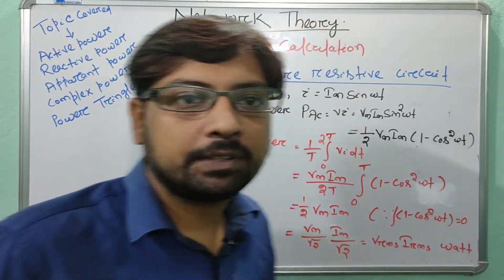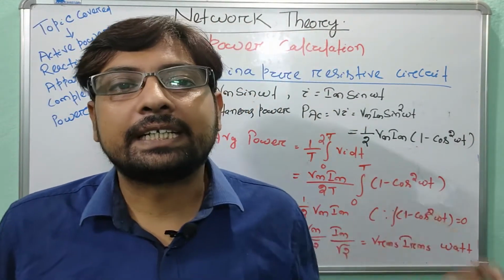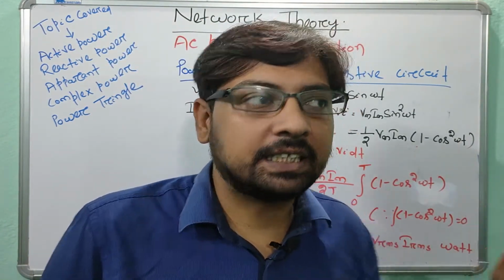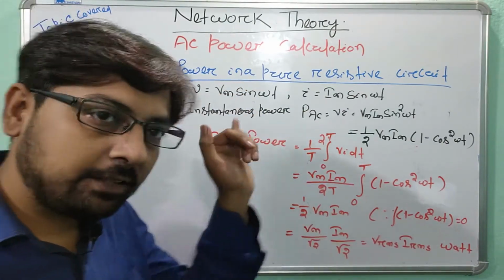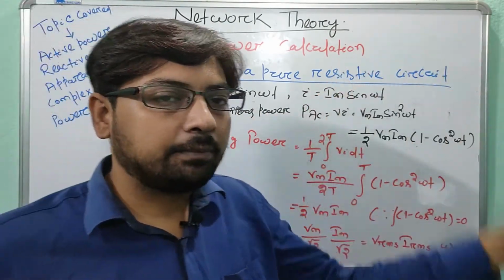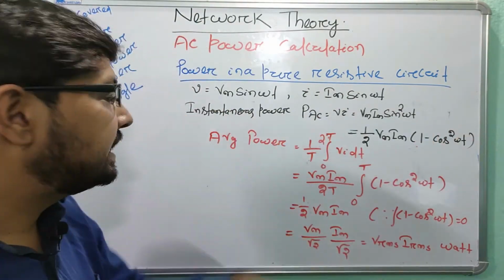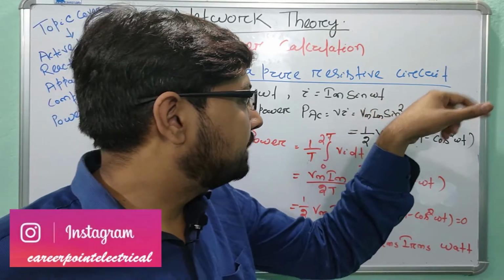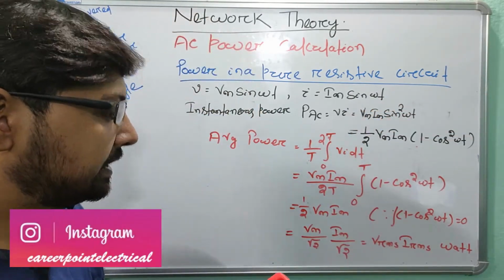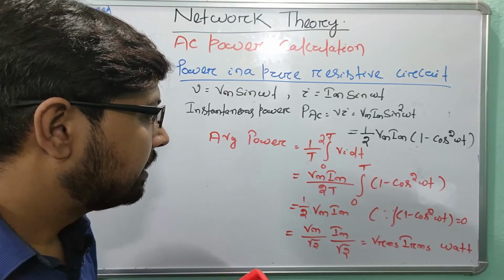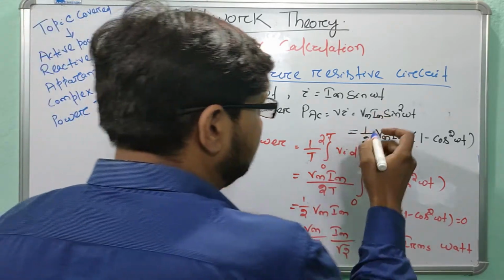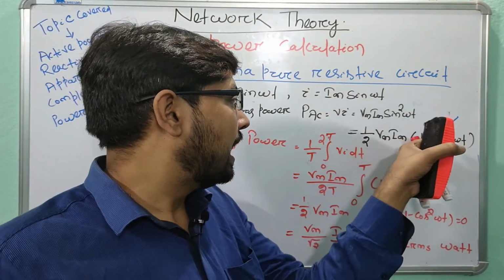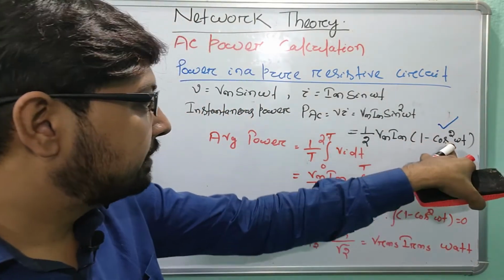In a pure resistive circuit, the voltage and current are in phase. There is no phase angle between the voltage and current. So take V is equal to Vm sin omega t and I is equal to Im sin omega t. So what is my instantaneous power? The instantaneous power is P_AC is equal to V into I, that is Vm Im sin square omega t, or half Vm Im (1 minus cos 2 omega t). This is my instantaneous power.